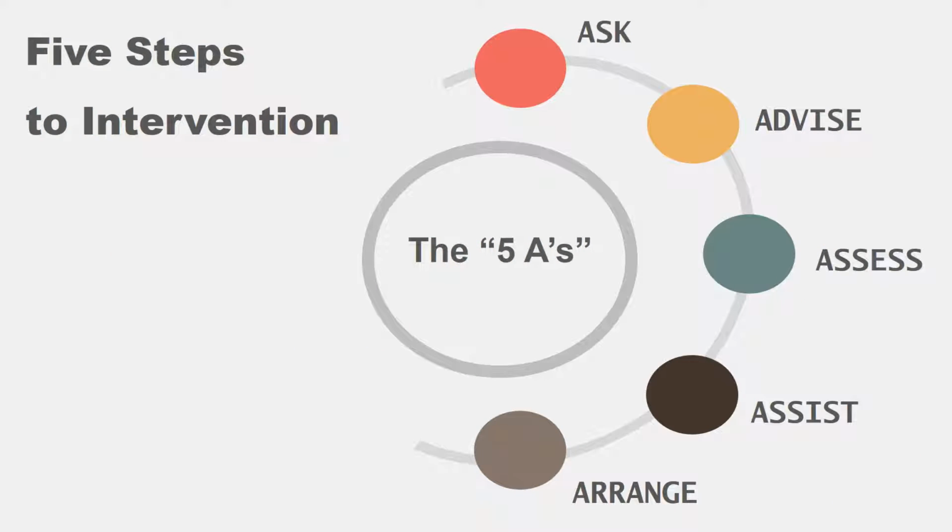Here are the 5 steps to intervention, known as the 5 A's: ask, advise, assess, assist, and arrange. We will discuss each of the 5 A's in the treatment of tobacco use and dependence in more detail throughout this training.